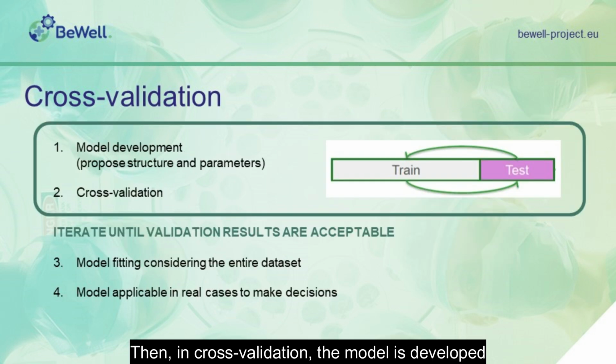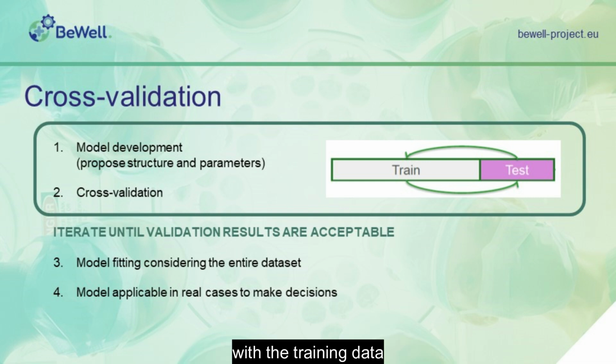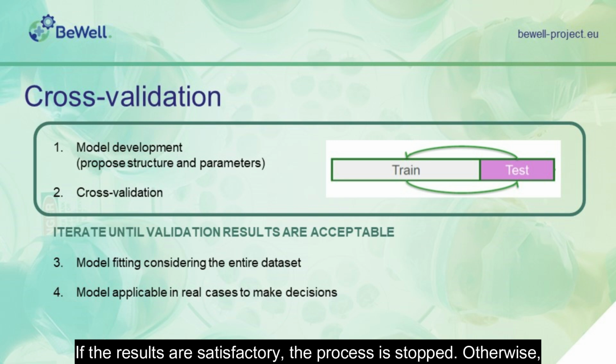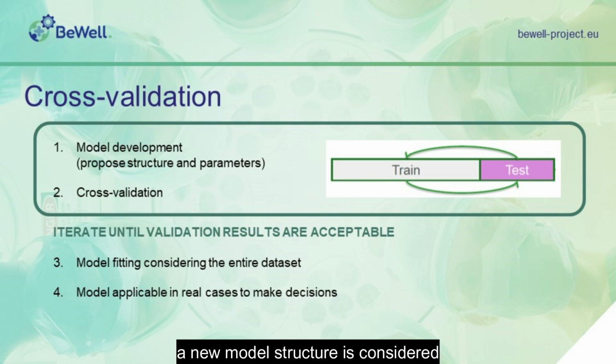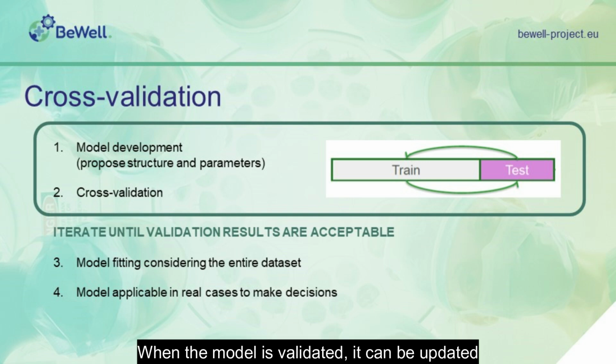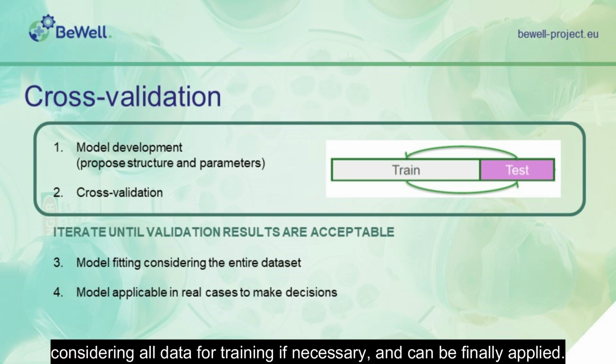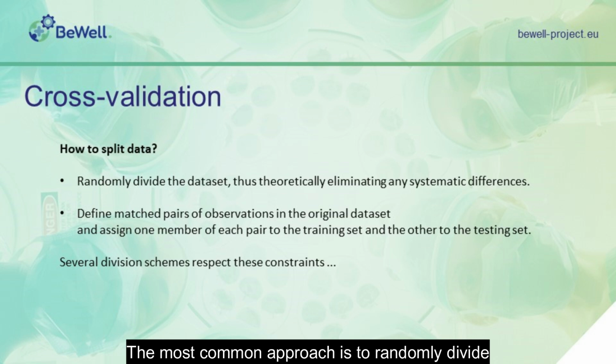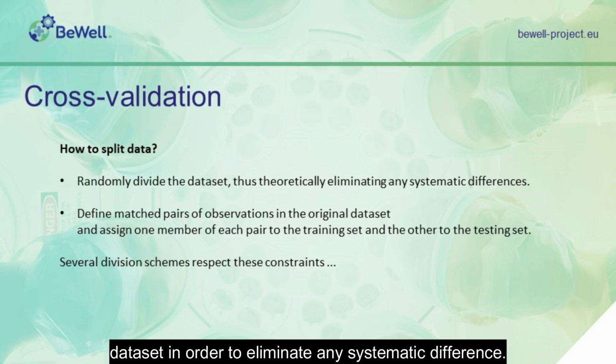Then, in cross-validation, the model is developed with the training data and its behavior is then analyzed on the test data. If the results are satisfactory, the process is stopped. Otherwise, a new model structure is considered until the validation outcomes are acceptable. When the model is validated, it can be updated considering all data for training if necessary and can be finally applied. There are several techniques to divide the data between training and test set. The most common approach is to randomly divide dataset in order to eliminate any systematic difference.